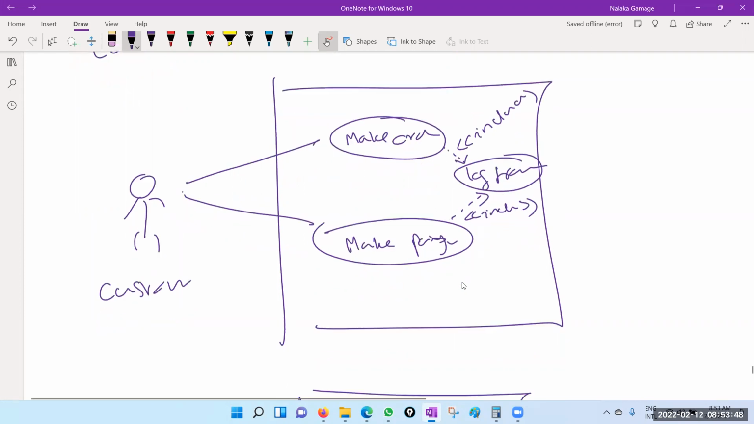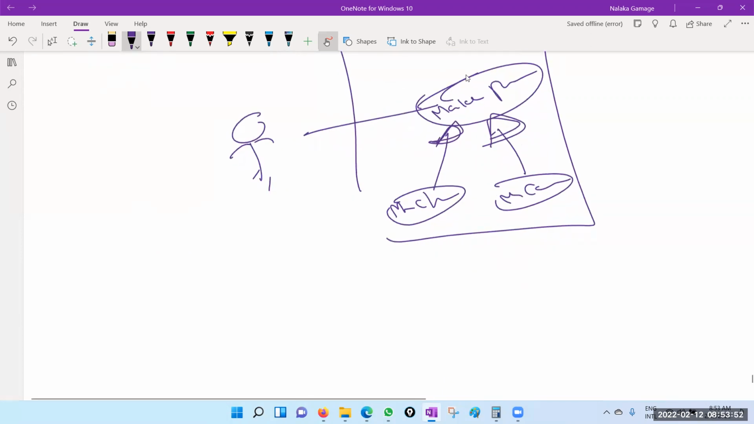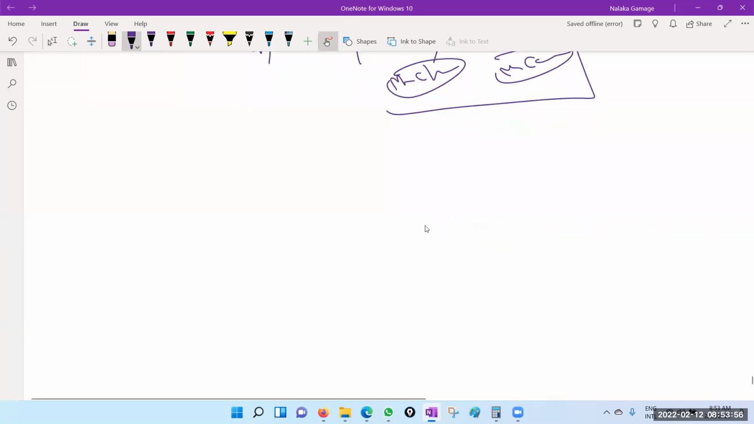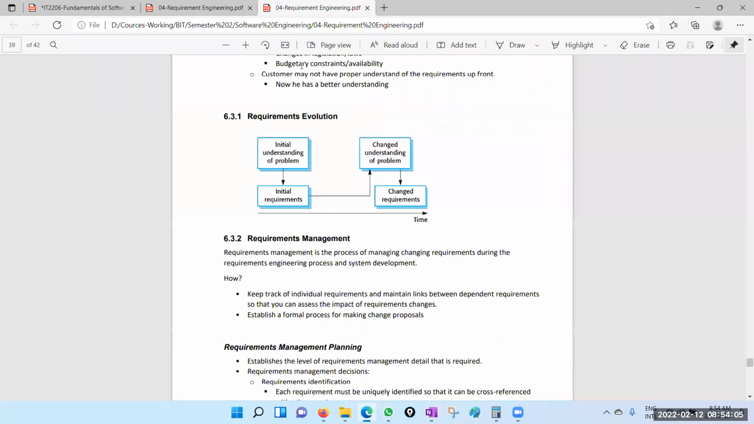Right. So that is how you draw use case diagrams. And of course, here you have only small details. So if you need more details, there's something called use case descriptions in a tabular format. You can give the additional details.